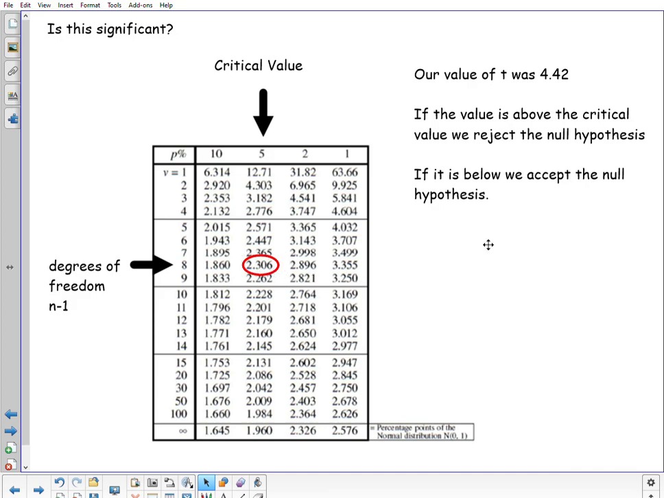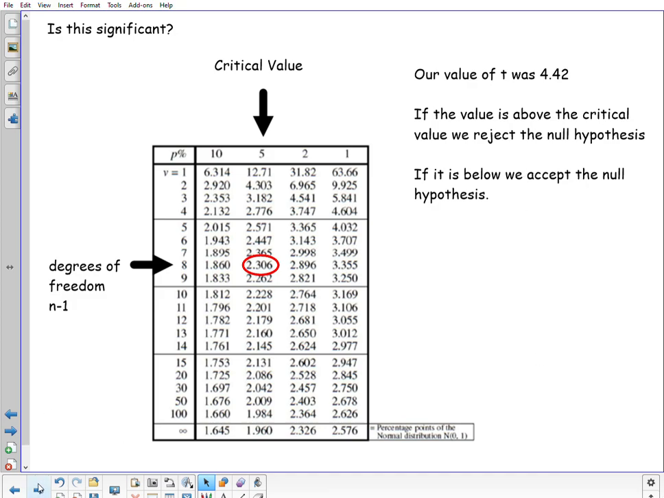And the rule of thumb is, if the value is above the critical value, we reject our null hypothesis. If it's below the critical value, we accept our null hypothesis. Our value was 4.42, so we can reject the null hypothesis. There is a significant difference in the pH in ponds in the morning, at dawn, or at dusk. Okay, we can reject our null hypothesis. There is a significant difference. Okay, so that is the paired student t-test.